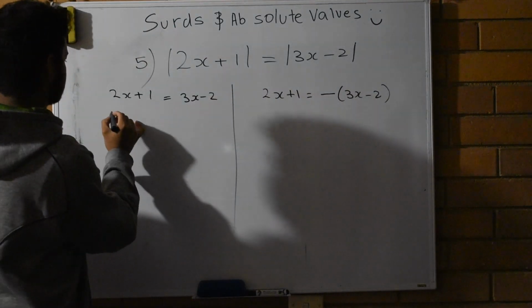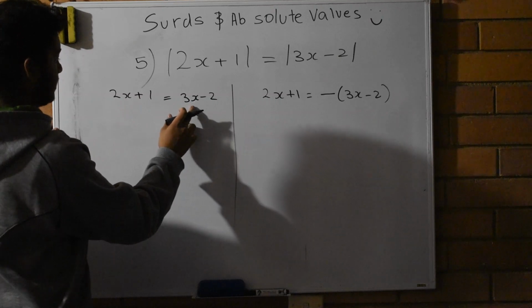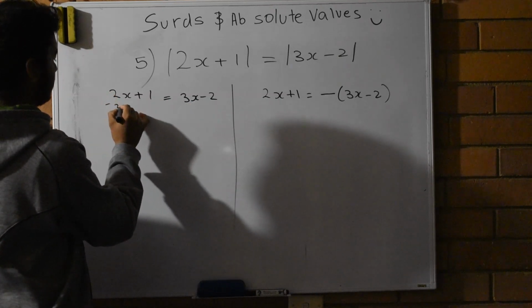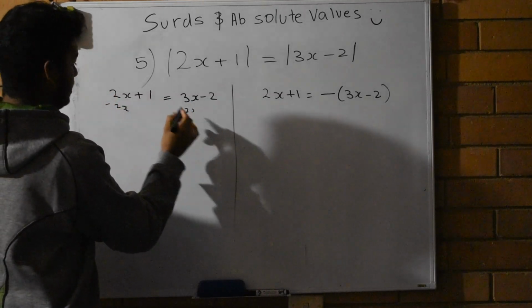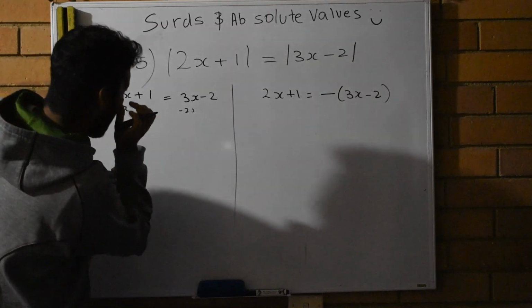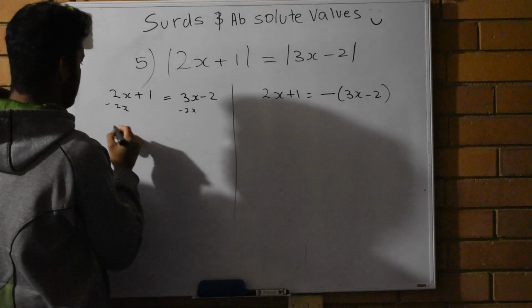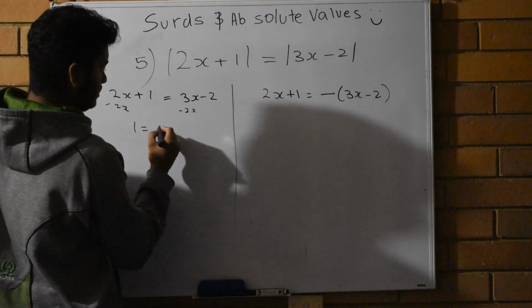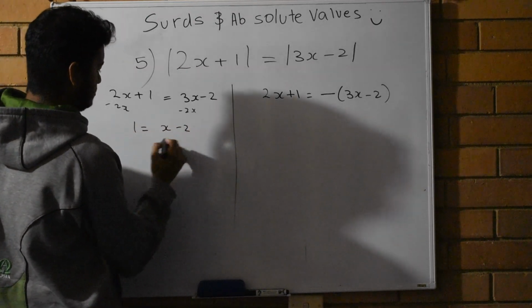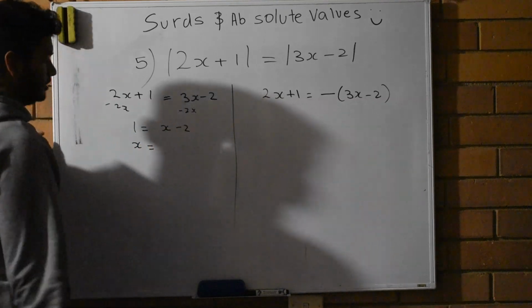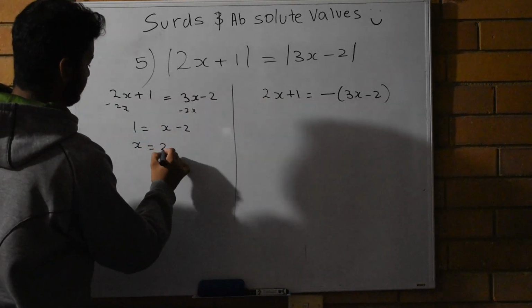So this one here, 3x is bigger, so I'm just going to take out my negative 2x on both sides. Actually, yeah, negative 2x. Jeez, hang on. And then that's just going to give me 1x minus 2. So x, just going to add both sides, is 3.